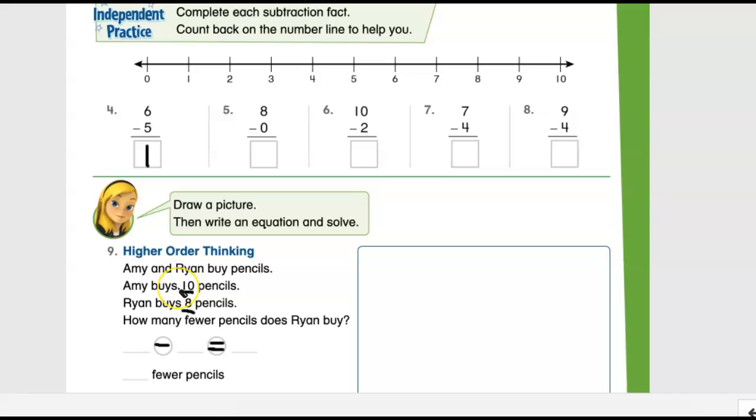So if Amy buys 10 pencils and Ryan buys 8 pencils, how many fewer pencils does Ryan buy? So you are going to write your equation using these numbers and write your answer in the blank. And for your picture, you can draw what Mrs. Collier did using pencils or however you want to represent your story.